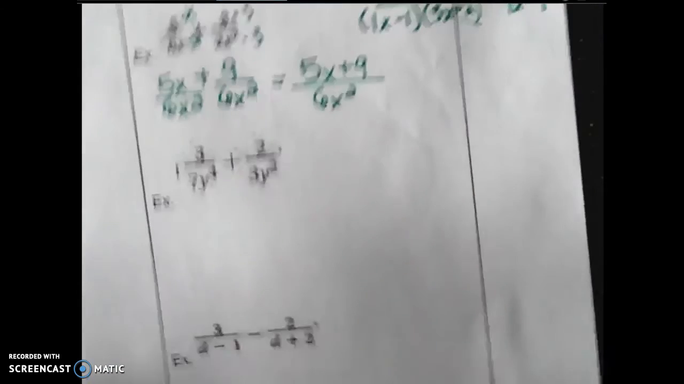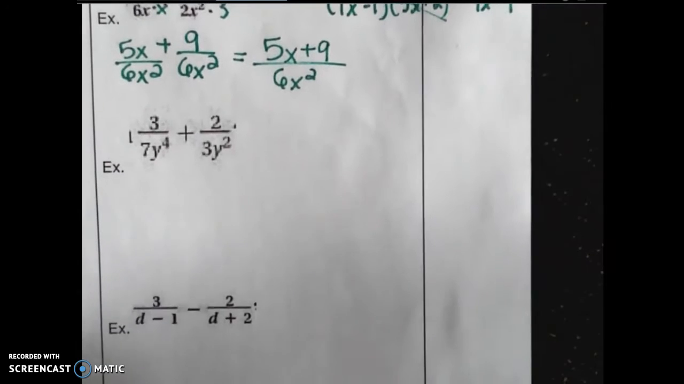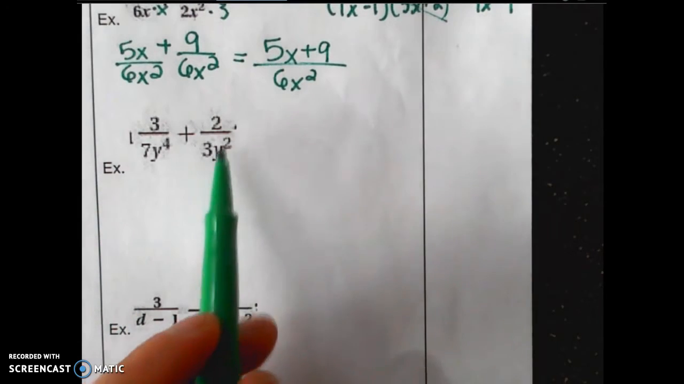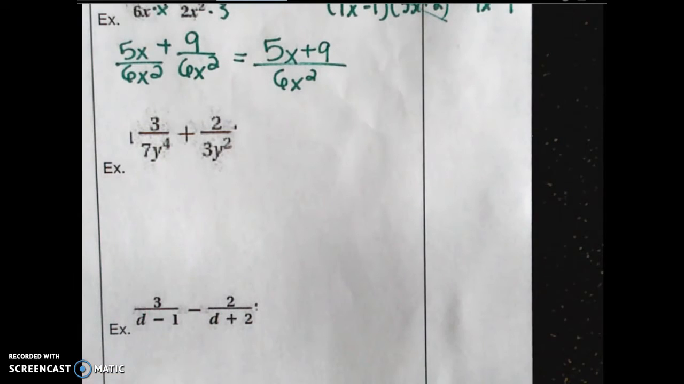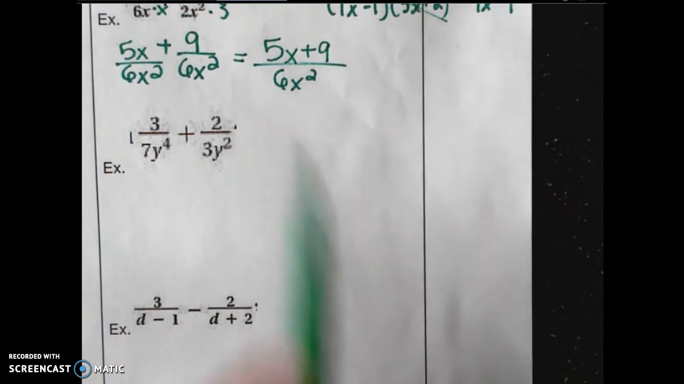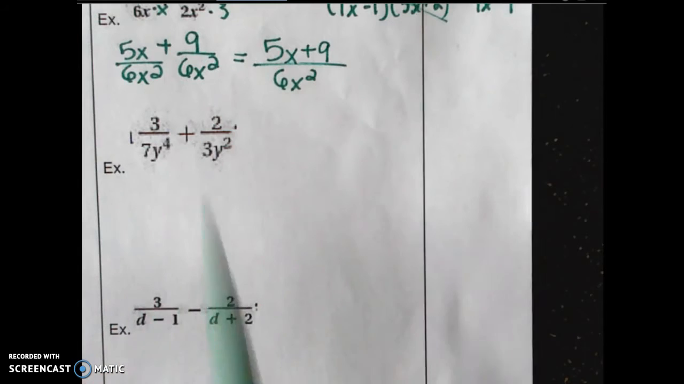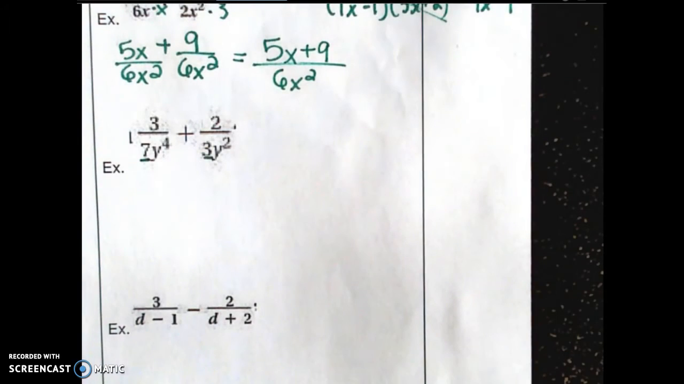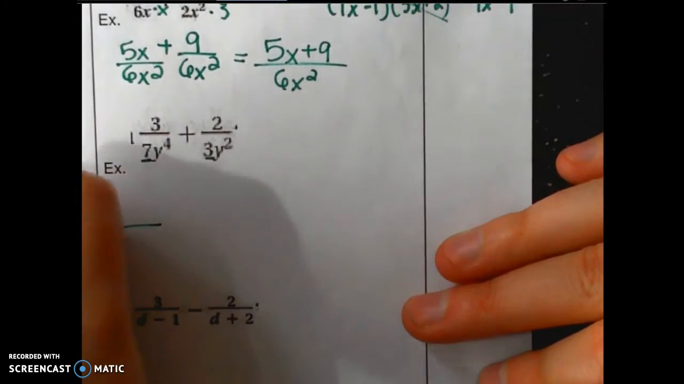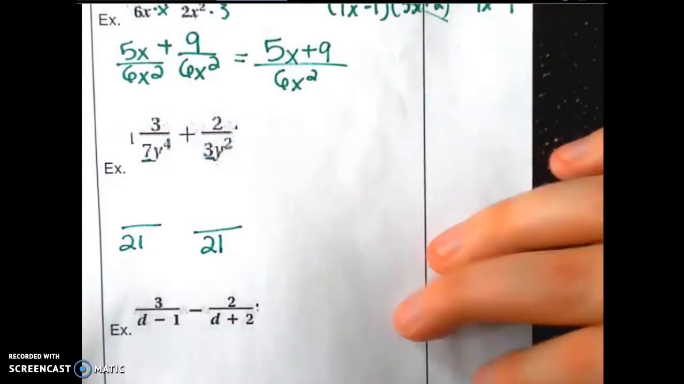Okay, let's do another problem like that. This next one's really similar. We have 7y to the 4th and 3y squared. Well, we already have 4 and 2 that are a problem here, this y to the 4th and y squared. So we know that's going to be a problem. And the 7 and 3 are not the same either. So let's deal with the numbers first. For 7 and 3, the common denominator is definitely going to be 21. They don't have anything in common. They're both prime.